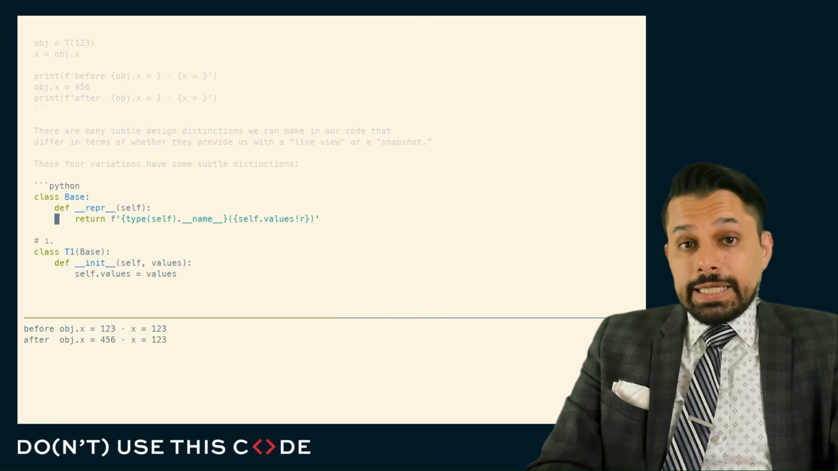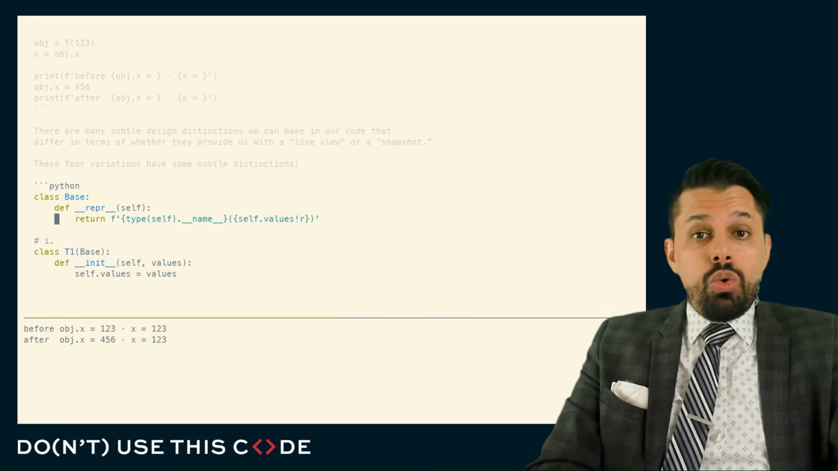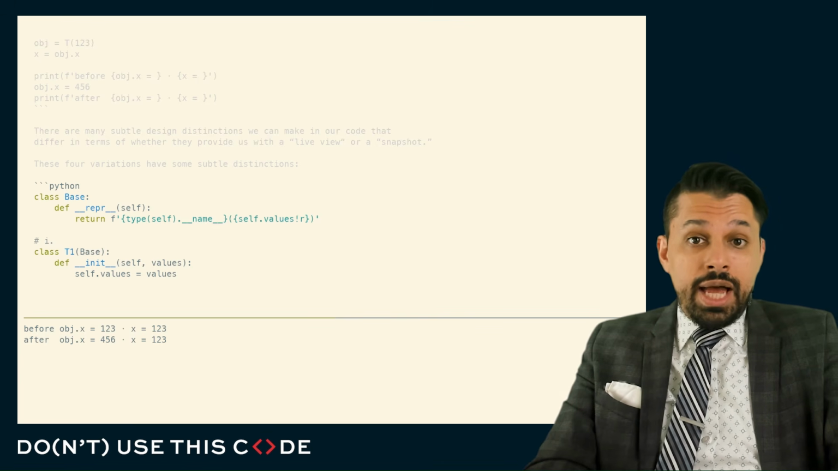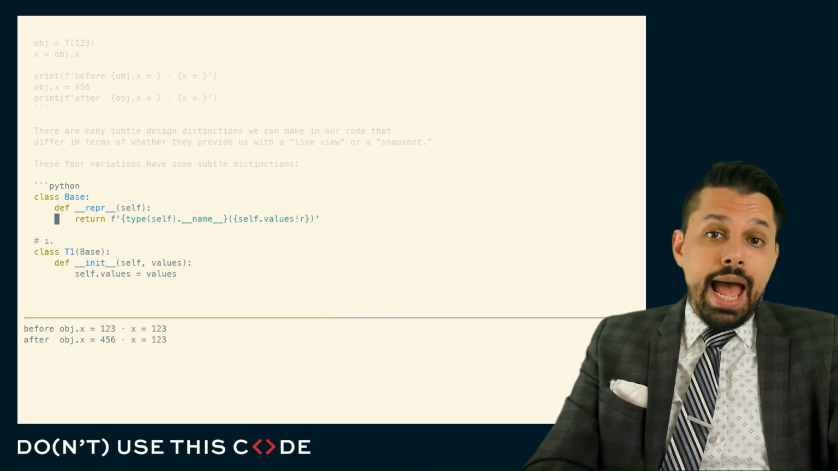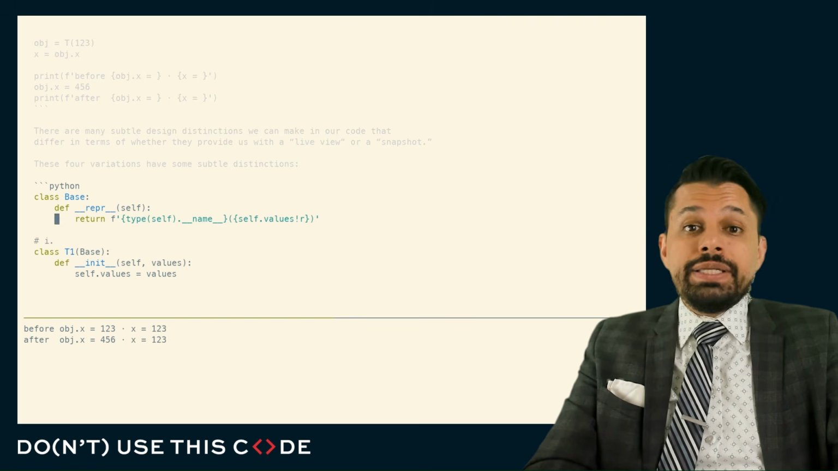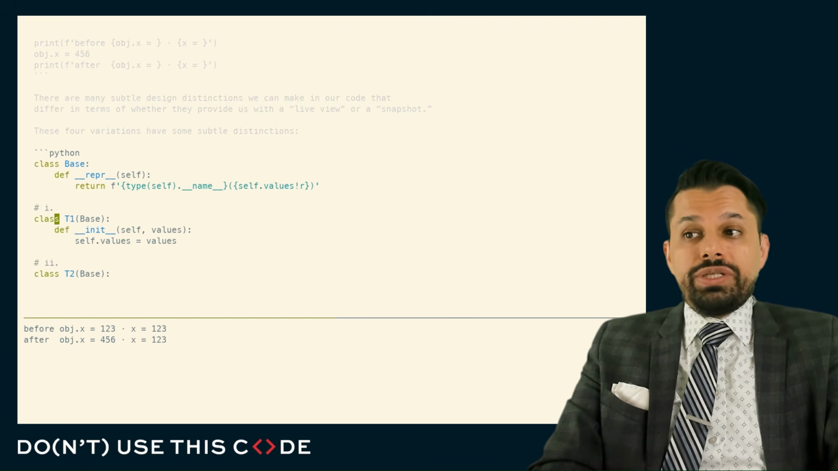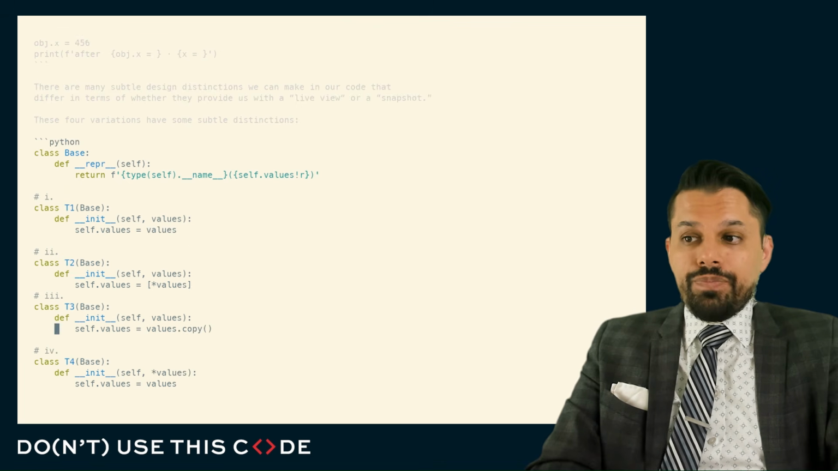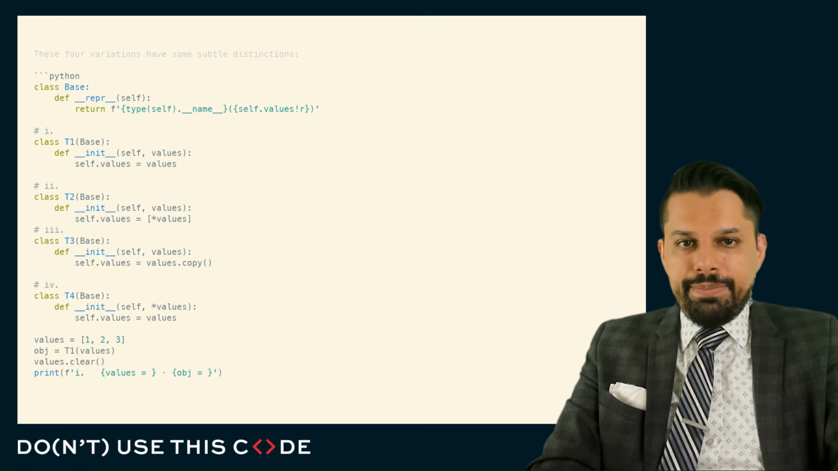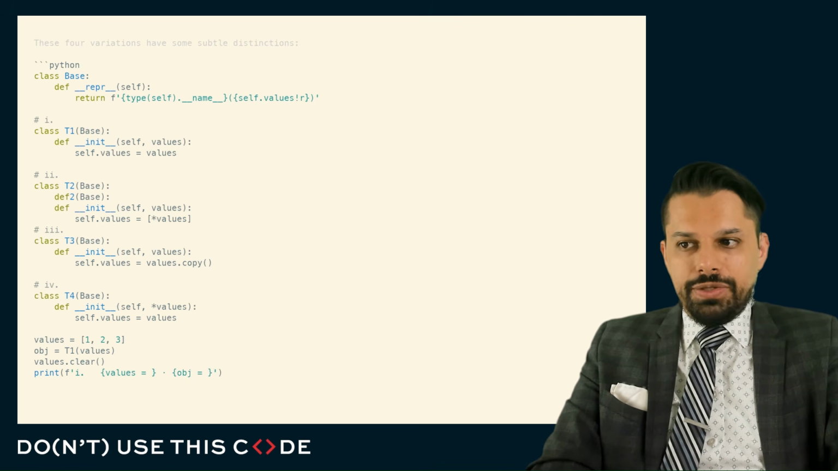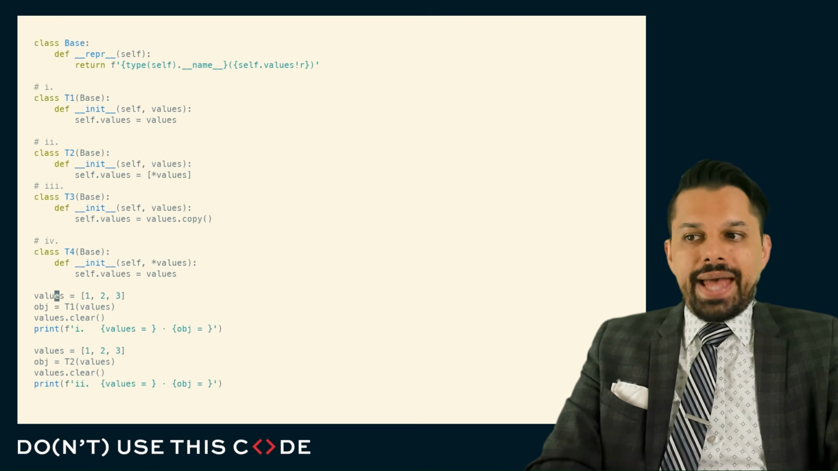There are some subtle implications for what happens when we actually want a live view or when we want a snapshot copy, and how we might accidentally or incidentally get one or the other through the choices that we make in our code. For example, here we have 4 formulations for how we can create a simple class that takes just a bunch of values. And we can pass in some values, and then we can manipulate those values after the fact.